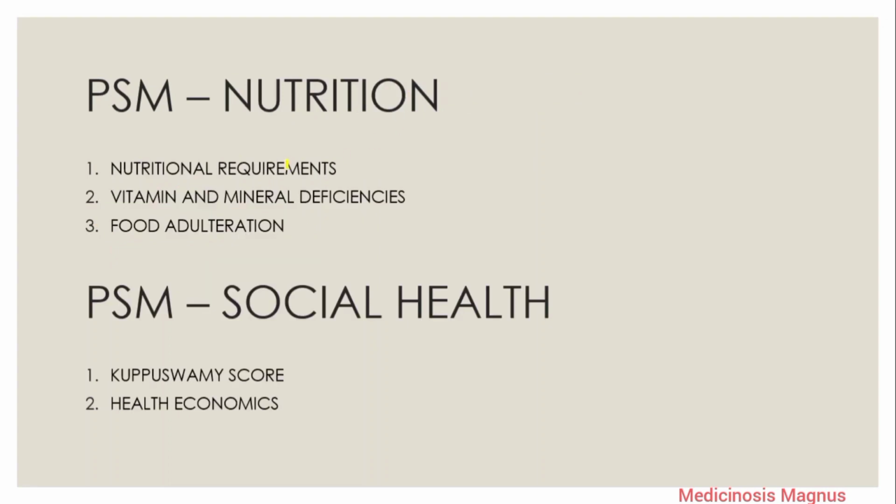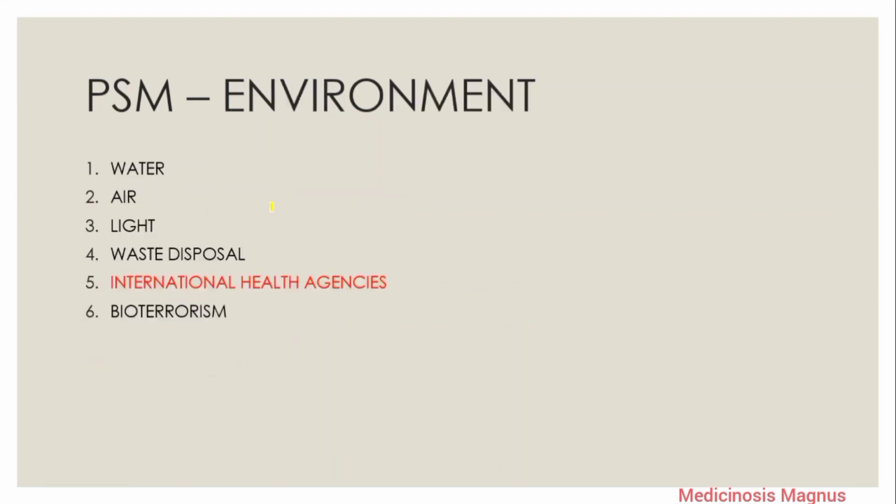For nutrition, they will ask about vitamins and also food adulterations. In social health, mainly the Kuppuswamy score. And for the environment, they will ask about international health agencies like WHO and UNICEF, where they are located, and the types of bioterrorism, and water, types of water, hard water, soft water, and all those things.